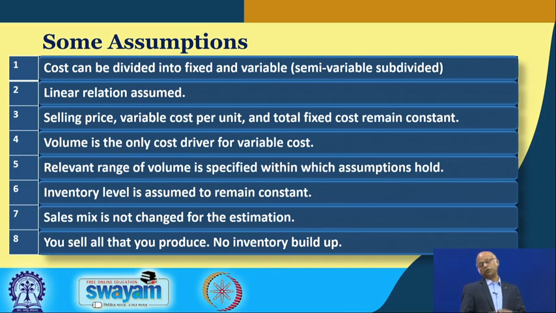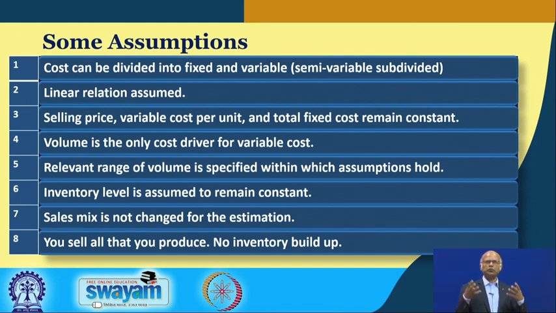Inventory level is assumed to remain constant, meaning that whatever we produce, we sell. In reality, we actually can't, or maybe we sell even more because we inherit some stocks from previous year, and if the sales is going okay, then we sell even more. But for this estimation, we presume that whatever we produce, we sell everything. Without that, it becomes very complex. So that is why these assumptions.